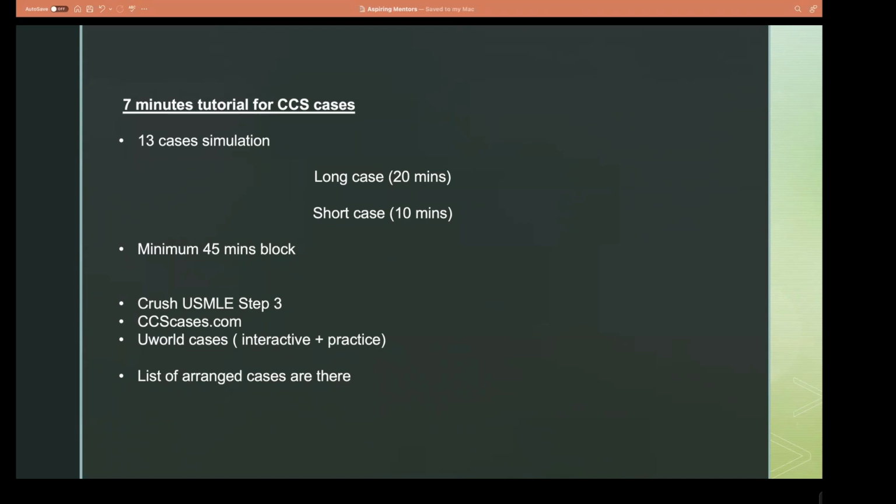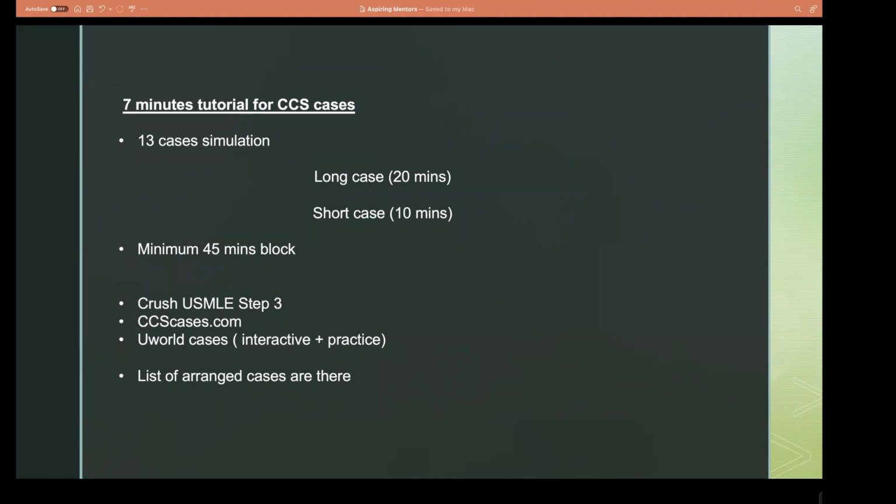Then how will you prepare for CCS cases? You can do your UWorld CCS cases, you can do ccscases.com, and then there is a PDF book named Crush USMLE Step 3. Why is that book important? Because sometimes you see, for example, a drowning case, and you are unable to grasp how you will manage it. Each and every case is there in this book. So you will open this book and quickly read the points: okay, if the case is about drowning, how can I manage it.